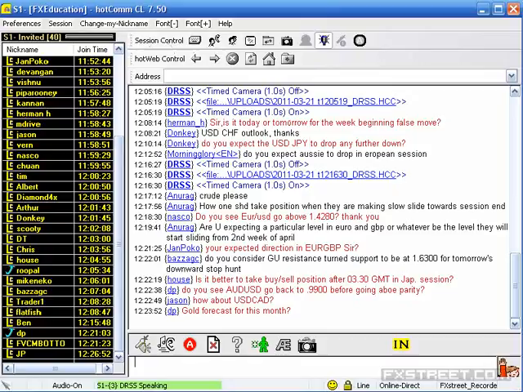Then Bazaar asks, do you consider GBP resistance turned support to be around 1.63 for tomorrow's downward stop? And yeah, they could go above 63. It is not a big deal. In the case of GBP, they have got a potency to rise up to 250 pips. And nowadays you find that they are rising only 100 pips. That means they are making the GBP moves much smaller when compared to Euro in order to make the extended upward move in the case of Euro GBP.